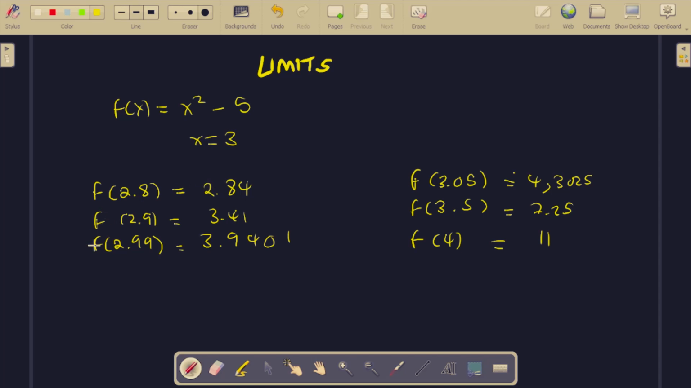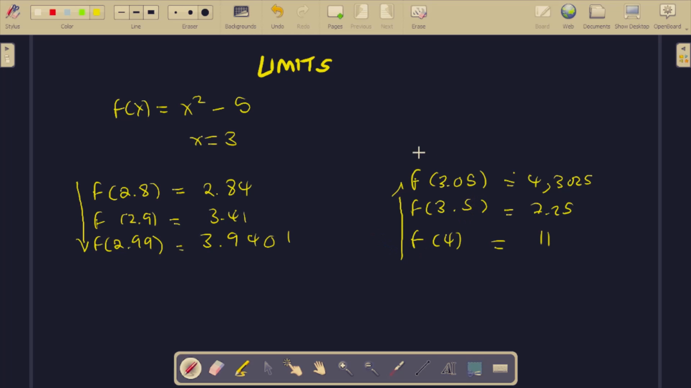Now I'm going to help you guys with some arrows. For values of x that are less than 3, I'm going to use a down arrow, and for values of x that are strictly bigger than 3, I'm going to use an up arrow. This is going to help us identify the value of f of x that we are trying to approach on either side of 3, that is on the left side of 3 and on the right side of 3.